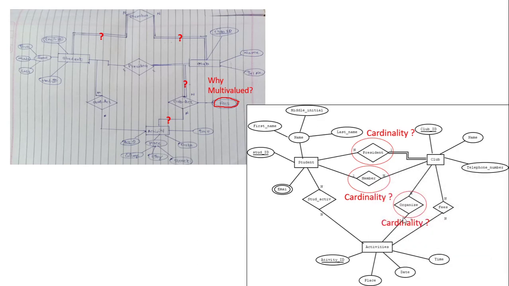In this particular organized relationship, what should be the cardinality? Once again, it should be many to many. One activity can be organized by more than one club. One club can organize more than one activity, so it should be many to many. Now, why is this participation partial? It should be total participation, because every activity must be associated with at least one club.